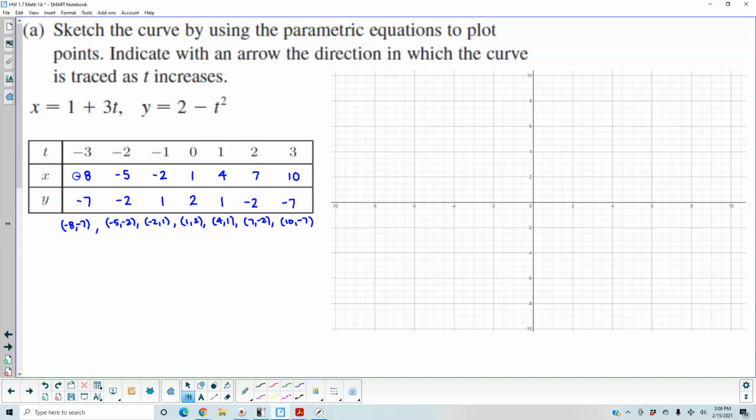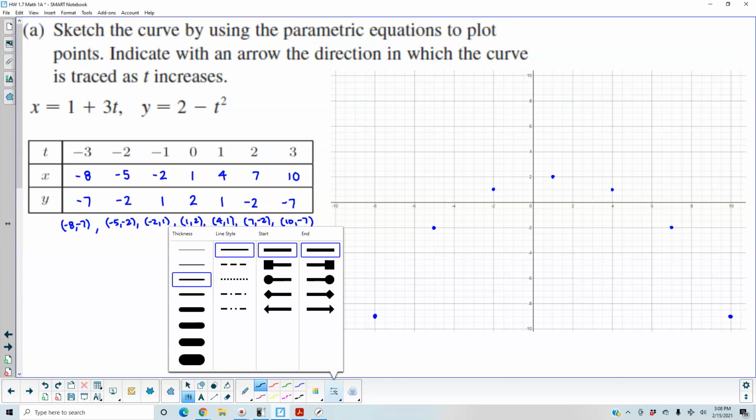So we have -8 and -7. We have -5 and -2. We have -2 and then positive 1. We have 1 and then positive 2. And we have 4 and then 1. We have 7 and then -2. We have 10 and then -7. So let's go ahead and connect those points.